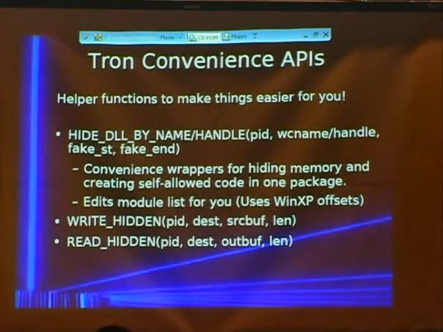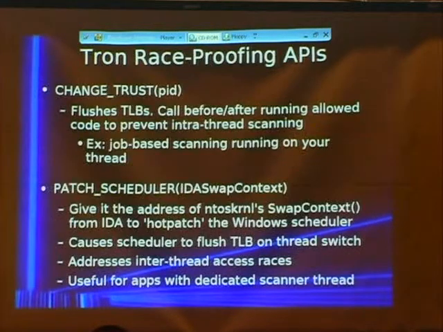Because if you're working out of a process, you probably want to work with the name instead of the handle version, because of rebasing that could happen if you load library from a different process. Also, permissions don't really make sense to allow one PID to access the address space of another, because the only way you can do that is through the kernel, through a system call. So we also provide write-hidden and read-hidden APIs that allow you to access another process's hidden memory.